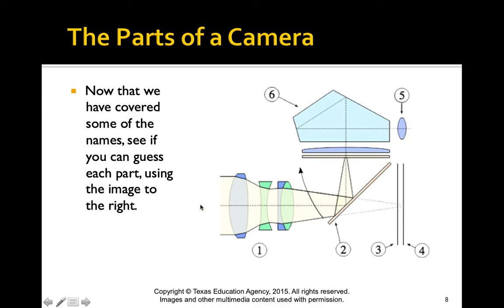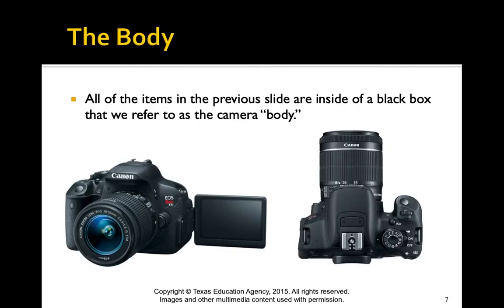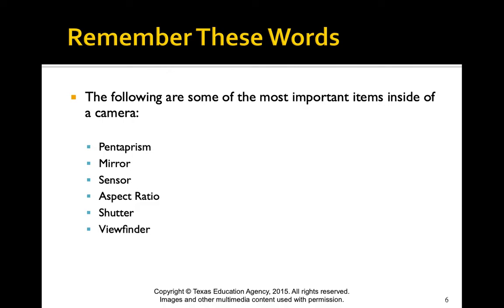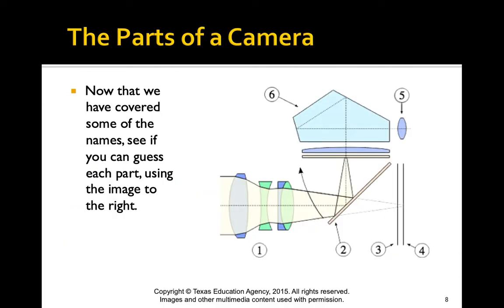So let's kind of guess. I already told you this is the lens. I'm going to go back up a frame and pick up a few words. Pentaprism, mirror, sensor, aspect ratio, shutter, viewfinder. Okay? So I'm going to let you look at those things a little bit.